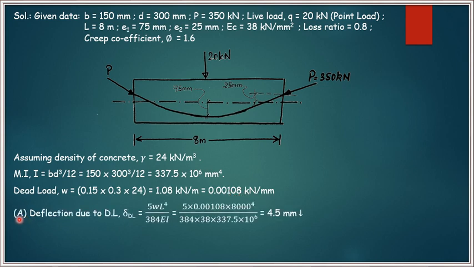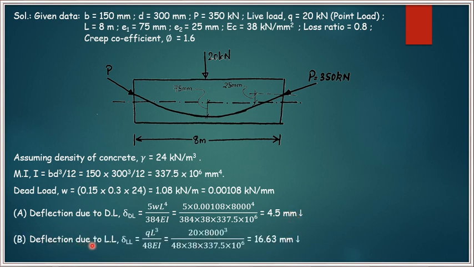A. So first part I am taking deflection due to dead load, delta dead load I am considering. So 5WL raised to 4 by 384 EI, substituting the values: L as 8000 mm and E as 38 kilonewton per mm square, moment of inertia 37.5 into 10 raised to 6. So the deflection comes out to be 4.5 mm acting in the downward direction.